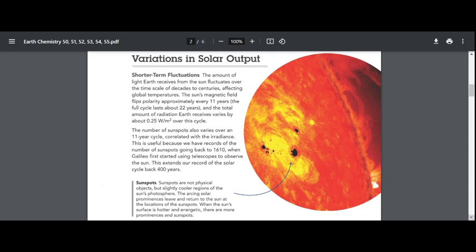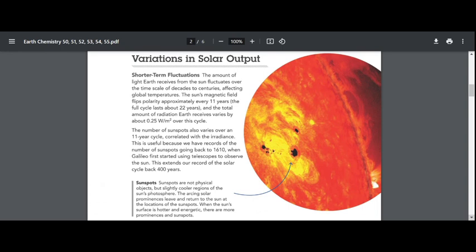Okay. So now let's look at variations in solar output. Shorter term fluctuations: the amount of light Earth receives from the sun fluctuates over the time scale of decades to centuries, affecting global temperatures. The sun's magnetic field flips polarity approximately every 11 years. The full cycle lasts about 22 years, and the total amount of radiation Earth receives varies by about 0.25 W/m² over this cycle.